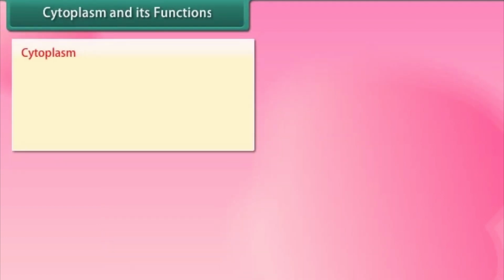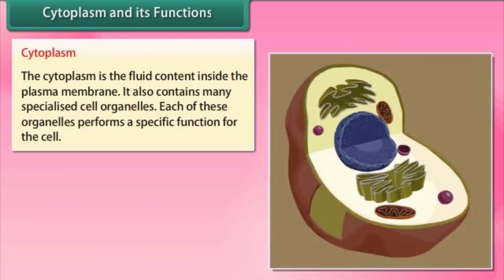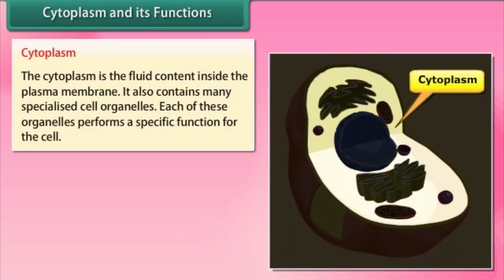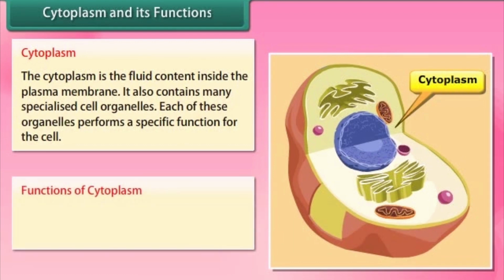Cytoplasm and its functions. Cytoplasm. The cytoplasm is the fluid content inside the plasma membrane. It also contains many specialized cell organelles. Each of these organelles performs a specific function for the cell. Functions of cytoplasm. In cytoplasm, all cell organelles are embedded.